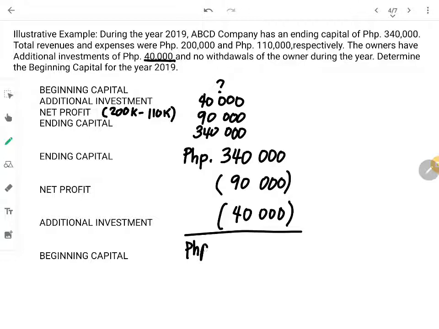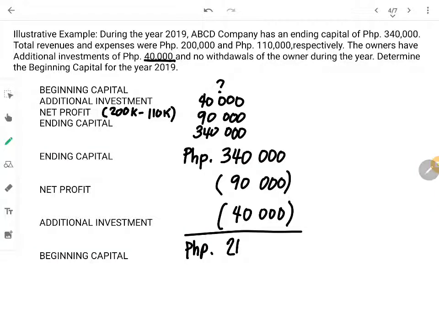So, that is 340 minus 90 minus 40. That is how much? 340, 300. That is 210,000. Oops. Wait. That is 210,000 pesos. So don't forget to double roll your answer. And the next problem, so nagets nyo ba? So reverse equation lang. So yun yung pag-compute ng beginning capital.